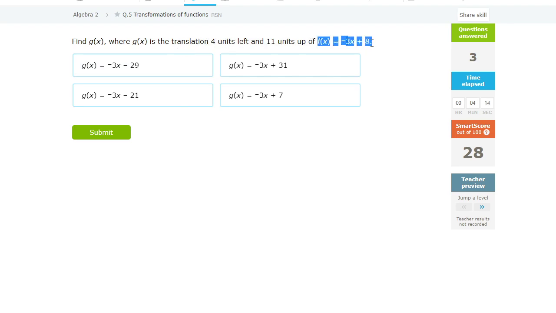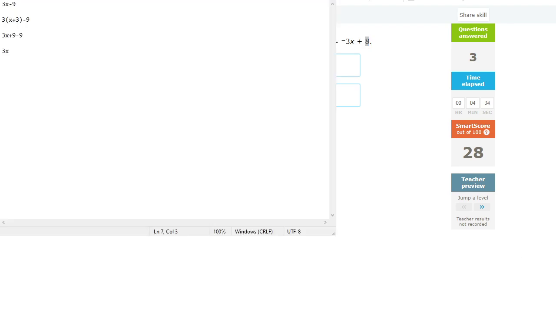Now this one, they're telling me I'm translating 4 units to the left and 11 units up. And notice this is a linear function again. So if I'm going to be translating 4 units to the left, I'm going to add 4 on the inside. So that's the inside right there. And then 11 units up, I'm going to add 11 outside. So 8 plus 11. So let's go ahead and go to our notepad here.